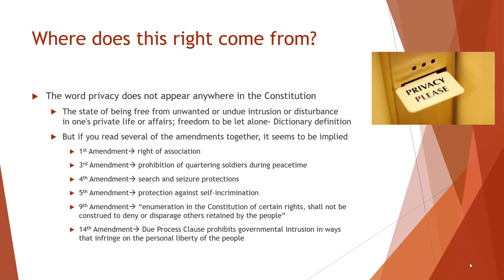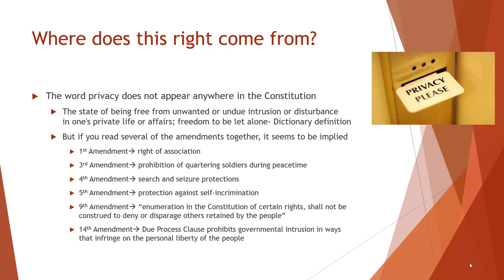While the Third Amendment is not considered one of the most well-known, it prohibits quartering soldiers during peacetime. That was a direct effect of the pre-revolutionary time. The Fourth Amendment provides search and seizure protections: you can't get a warrant without probable cause, and that's the big one. The Fifth Amendment has a protection against self-incrimination. Now, the Ninth Amendment, we're going to see a lot of argument on: enumeration in the Constitution of certain rights shall not be construed to deny or disparage others retained by the people. Basically, the Ninth and Tenth Amendments were kind of compromises.